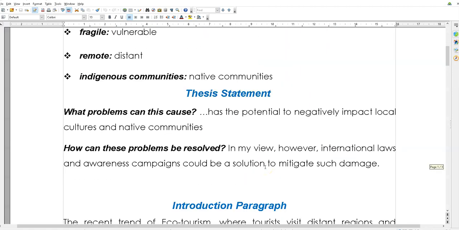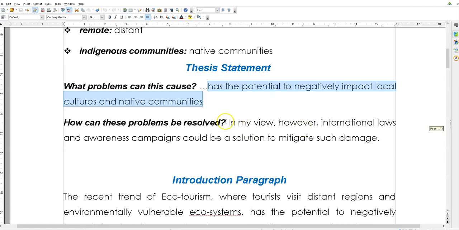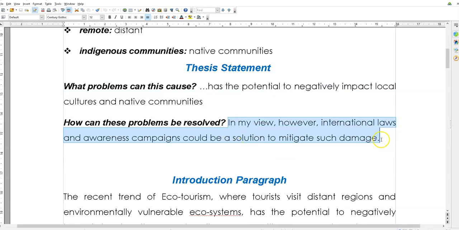So I answer question 1. I say has the potential to negatively impact, and then I talk about what that is. How can it be solved? International laws and awareness campaigns.